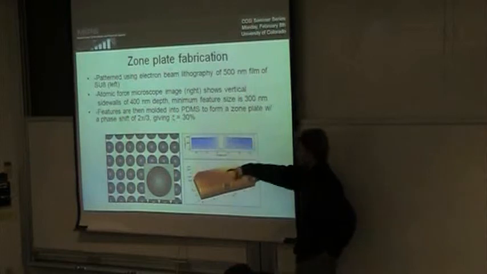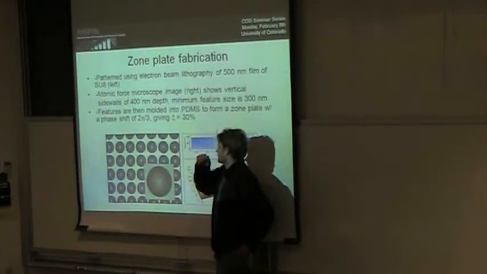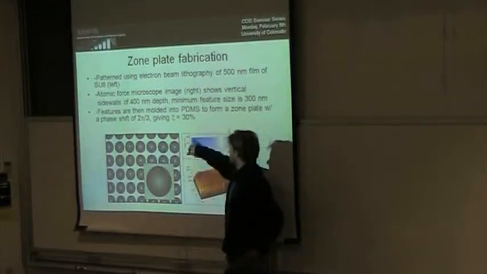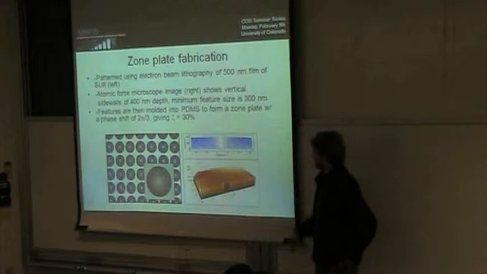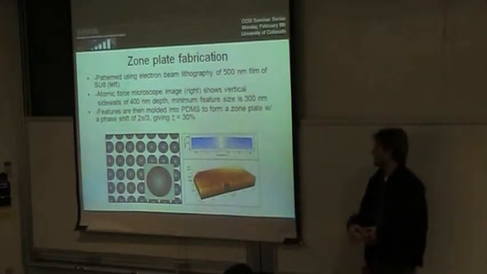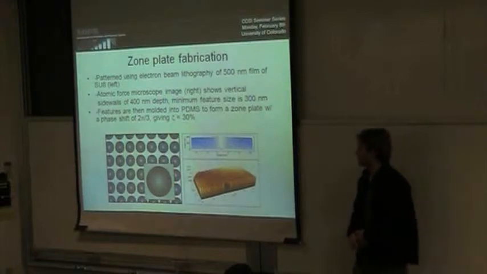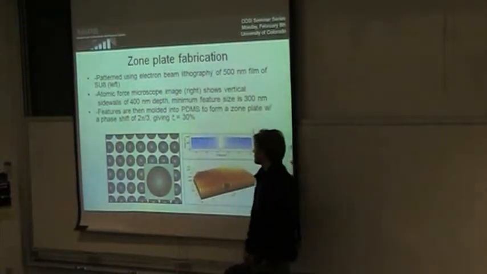So we spin coat a 500 nanometer layer. We exposed it and developed it. We got features that were approximately 400 nanometers deep. Ideally, we would be 600 nanometers deep. 600 nanometers would be pi phase. We're at about 2/3 of pi phase. Approximate diffraction efficiency is 30% instead of 40%.